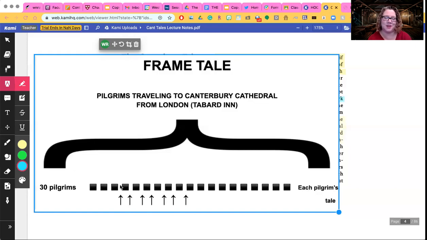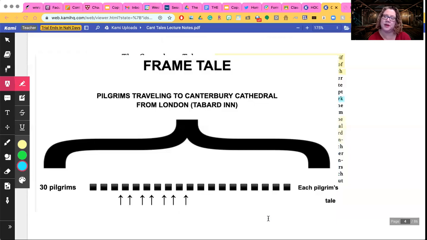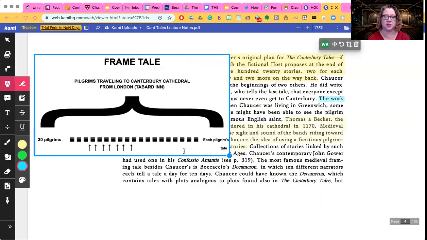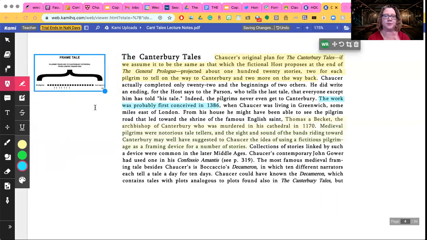But the idea is that they're passing the time by telling these stories, and then whoever tells the best story ends up getting the prize of dinner when they get back. So 2 stories on the way there, 2 stories on the way back, and then whoever told the best one, they vote on it. Whoever told the best one gets a free dinner when they return. And so that's the basic idea for the story, and that is called a frame tale. Let me put this back over here.